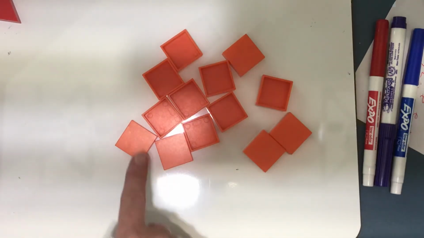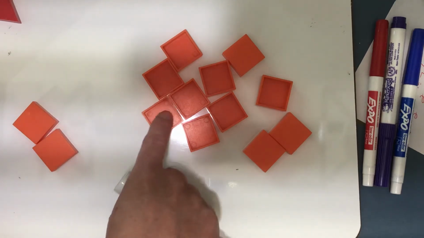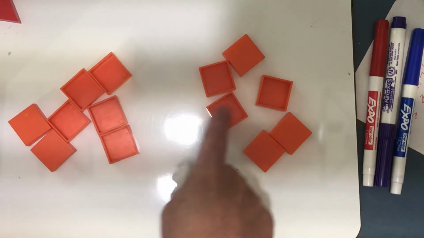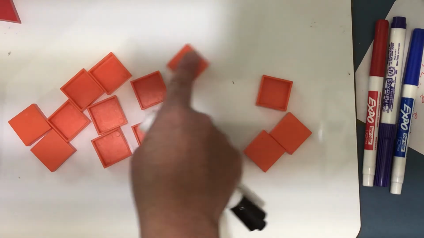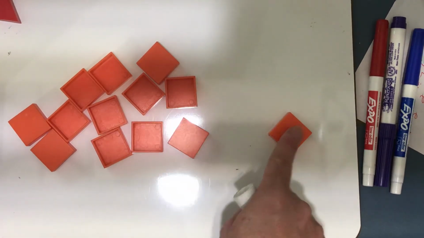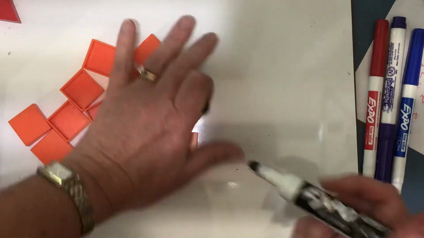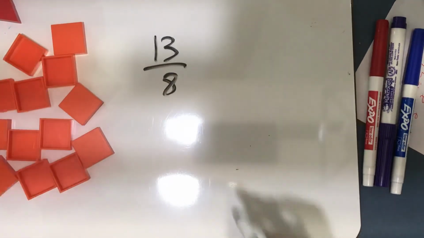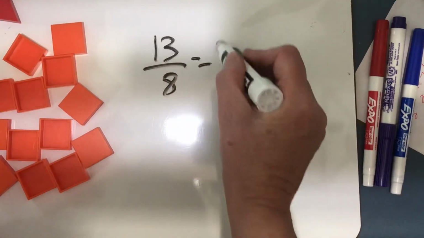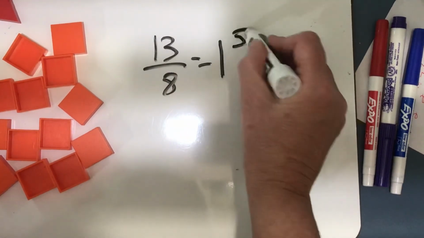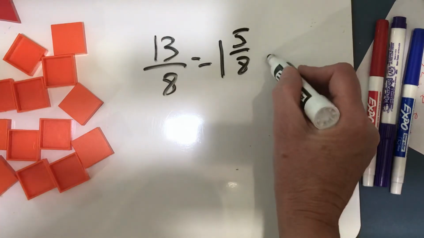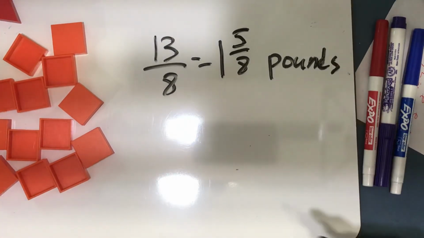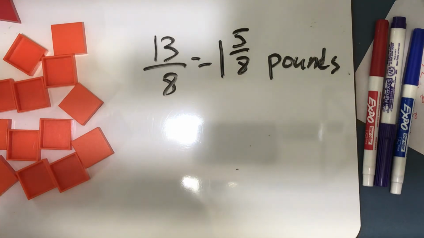Well, I have to count by eighths. 1/8, 2/8, 3/8, 4/8, 5/8, 6/8, 7/8, 8/8, 9/8, 10/8, 11/8, 12/8, 13/8. So these building blocks weigh 13/8 altogether, but it says to write it as a mixed number. So 8 goes into 13 once, with 5 left over. 1 5/8 pounds is the total weight of his building blocks. So go ahead and finish page 184.